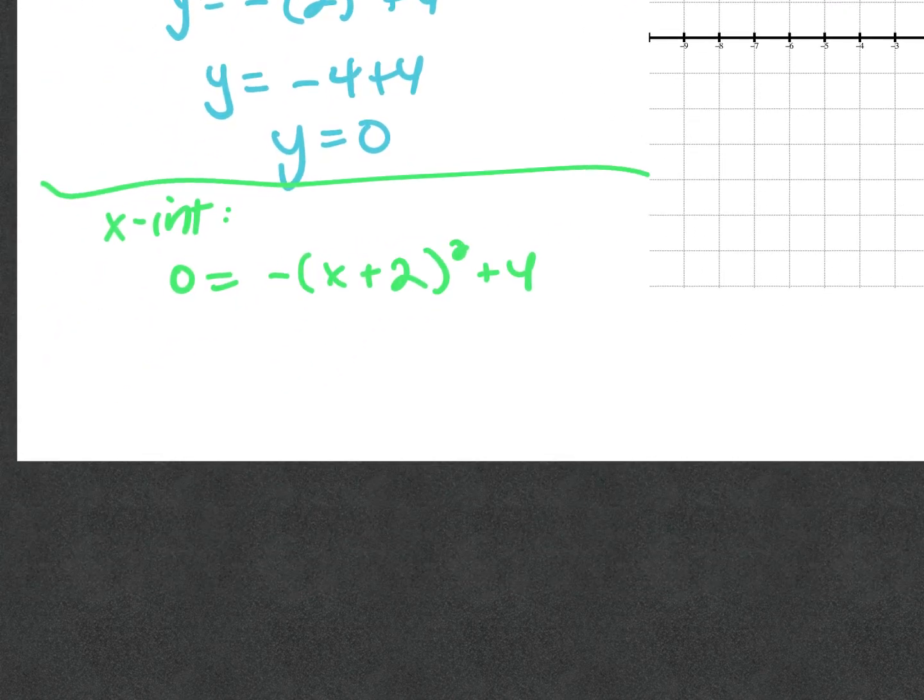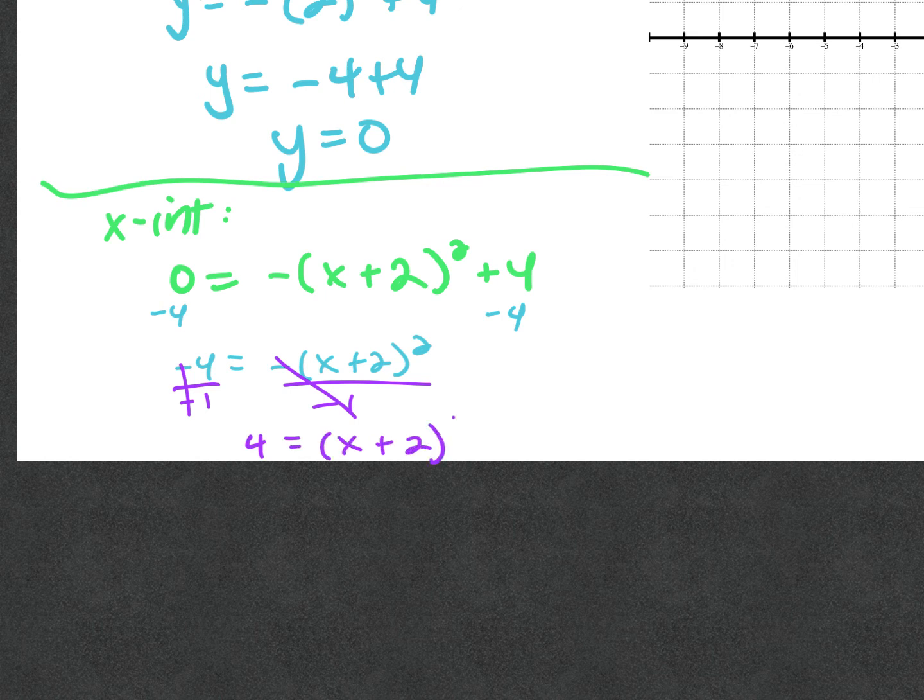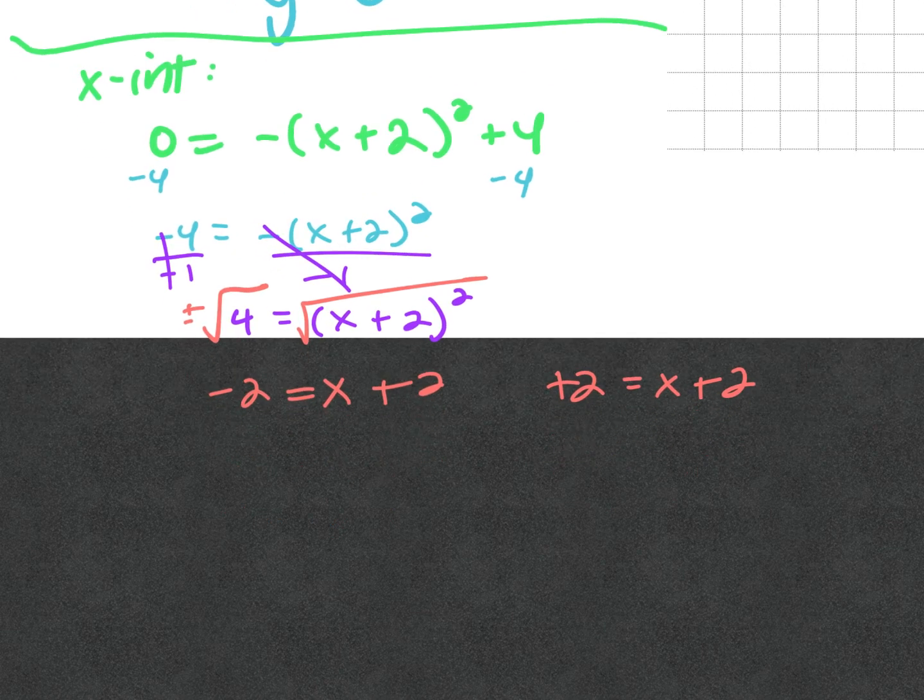So now I'm going to subtract the 4. I get negative 4 equals negative x plus 2 squared. Divide both sides by negative 1. And I get 4 equals x plus 2 squared. How do I get rid of this squared? Square root it, but don't forget plus or minus. So this is really two answers. X plus 2 equals negative 2 and x plus 2 equals positive 2. Two answers there, which means two intercepts.